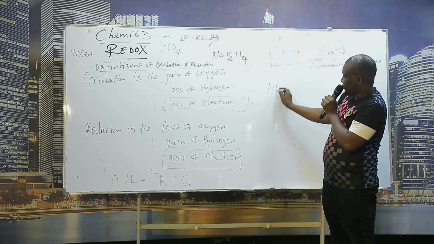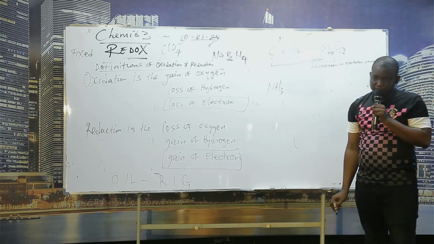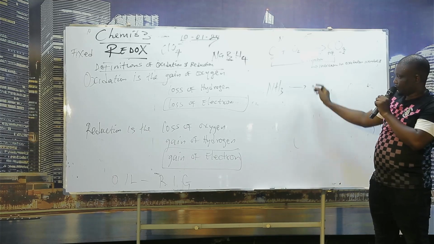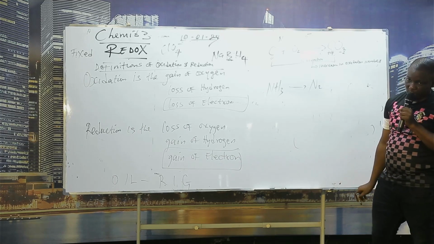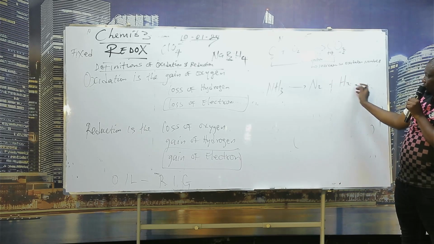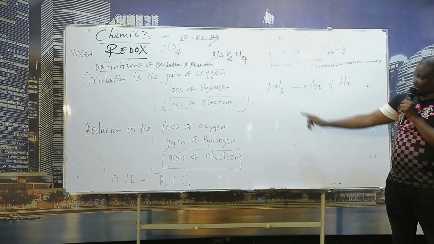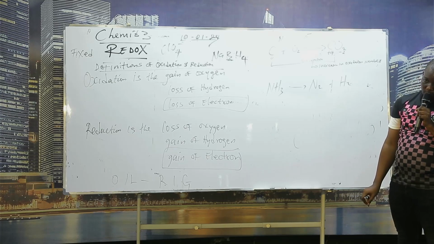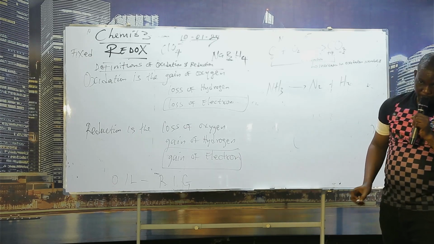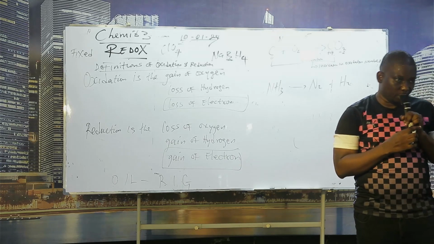What is this? Ammonia. I want to dissociate ammonia. N2, that is how it is written, a diatomic gas, plus what? H2. That means this ammonia has lost hydrogen. Can someone tell me the oxidation number of nitrogen? The oxidation number of nitrogen.